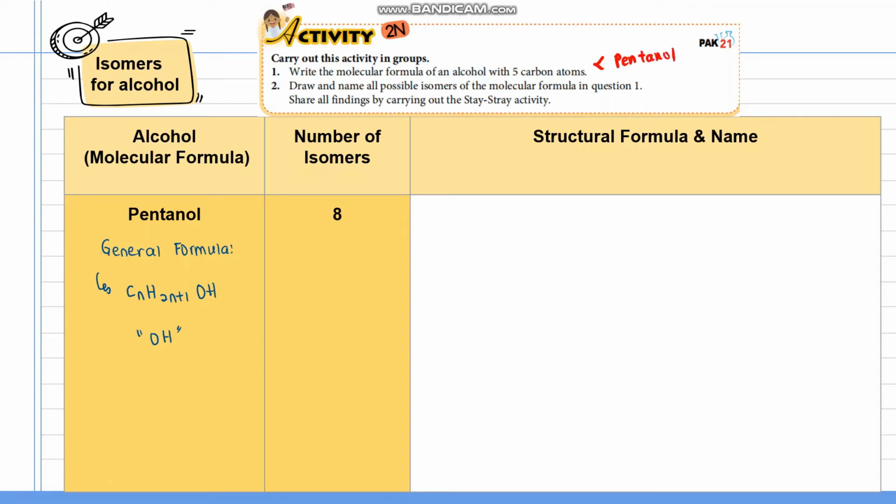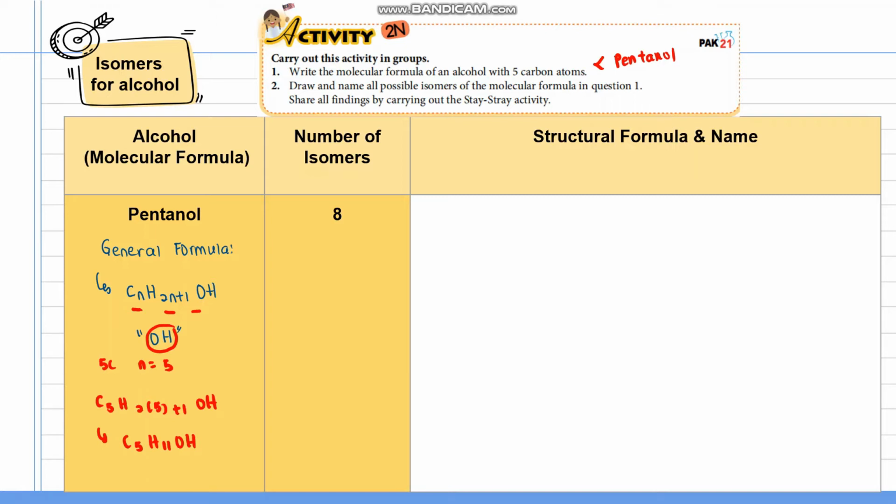After that, we need to draw and name all the possible isomers of the molecular formula in question 1. So before that, let's recall the general formula of alcohol is CnH2n+1OH, whereby the functional group is the hydroxyl group, or OH group. If we have 5 carbons, then n is equal to 5. So the formula of pentanol will be C5H(2 multiplied by 5 plus 1)OH. So the molecular formula of pentanol is C5H11OH.